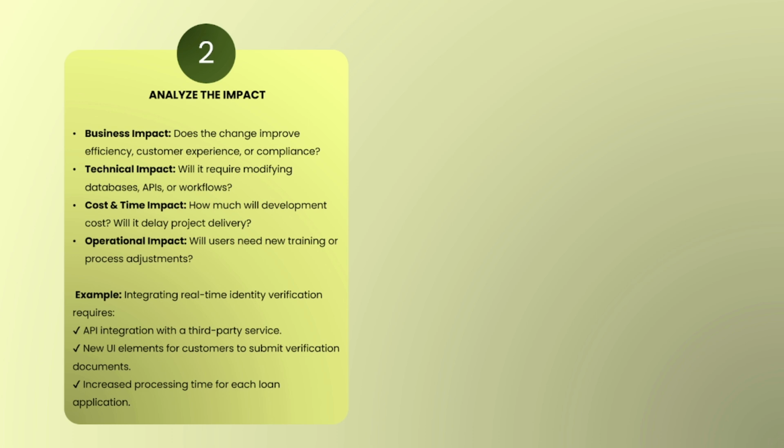So examples are like integrating real-time identity verification requirements, which we have seen in the first step. We want identity verification. So what are the impacts there? API integration with third-party services. This comes under the technical impact. Then new UI elements for customers to submit verification documents. This is another technical impact because we need to change the UI. Then increased processing time for each loan application. Now this is a time impact, an operational impact we can call it, because it happens after the delivery of the change request.